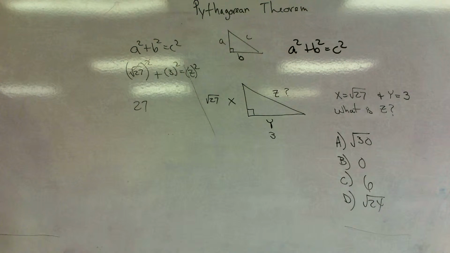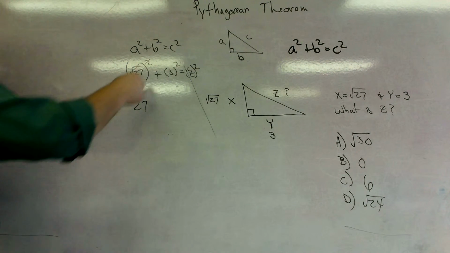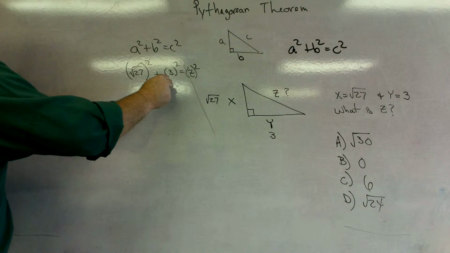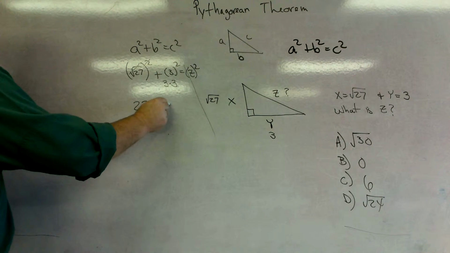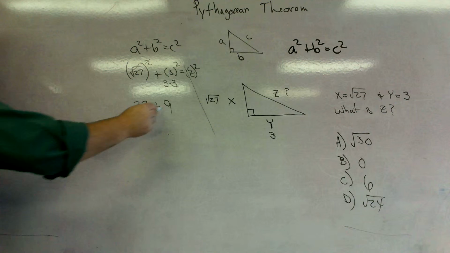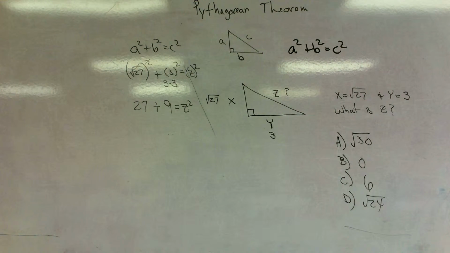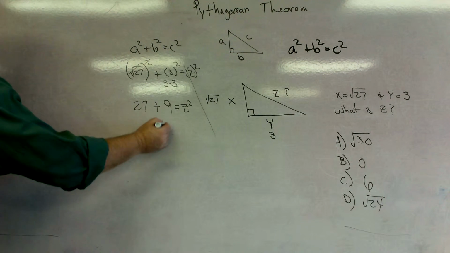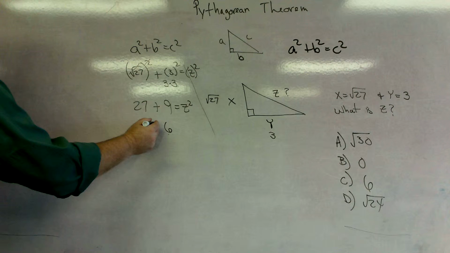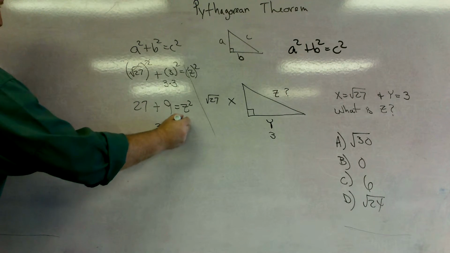So now how about 3 though? 3 squared is easy, but you actually have to know that 3 times 3 is 9. And z squared is z squared. So now we're going to go ahead and add 27 and 9. 7 plus 9 is 16, carry the 1. So we end up with 36 equals z squared.